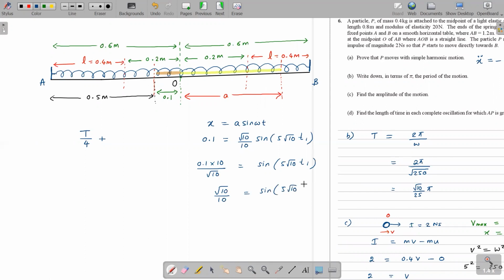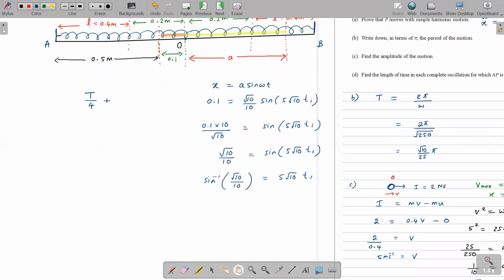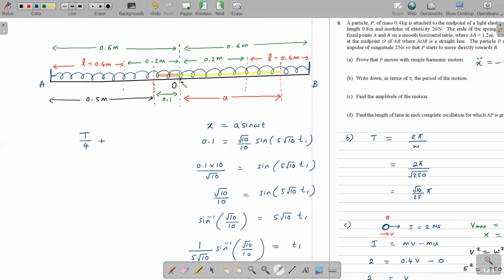Sine 5 root 10 times t1. So this is sine inverse root 10 over 10 equals 5 root 10 times t1. Are you with me? So t1 equals 1 over 5 root 10 sine inverse root 10 over 10. Do you get what I'm doing here? So this is the time one, the time taken to go from the center to this point.